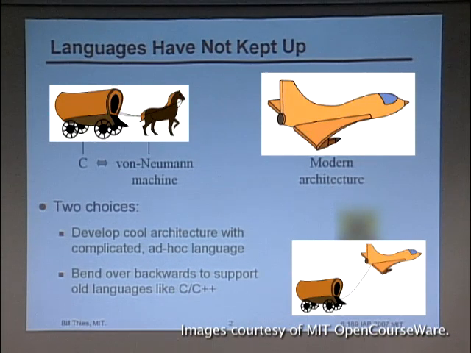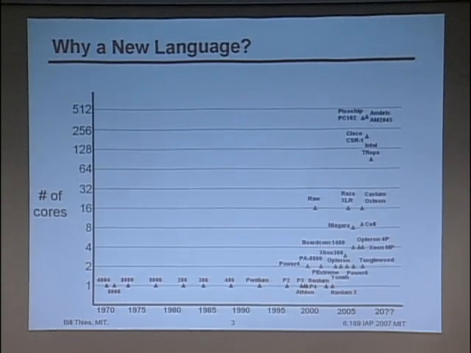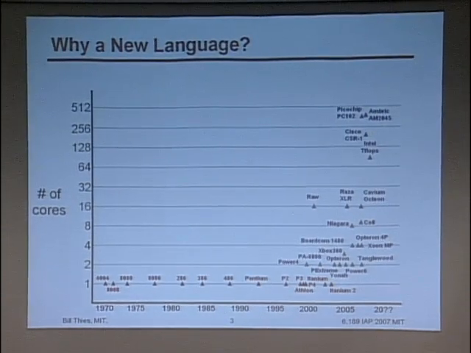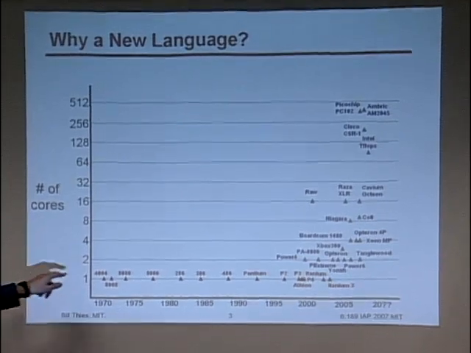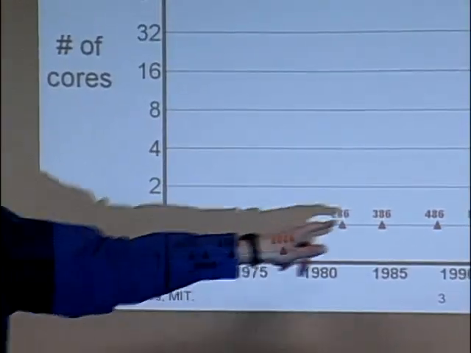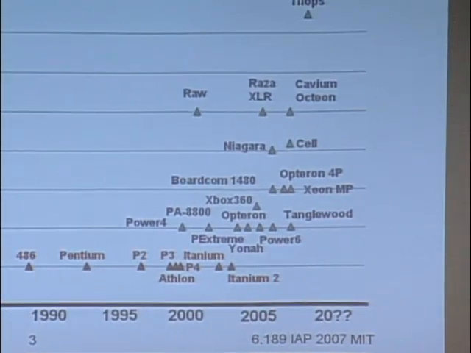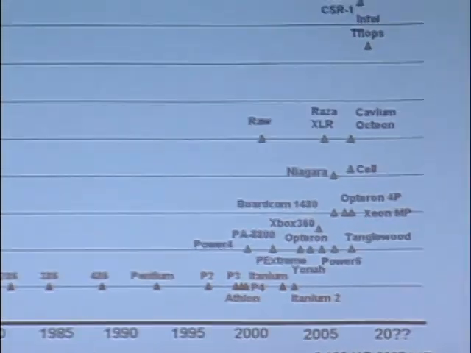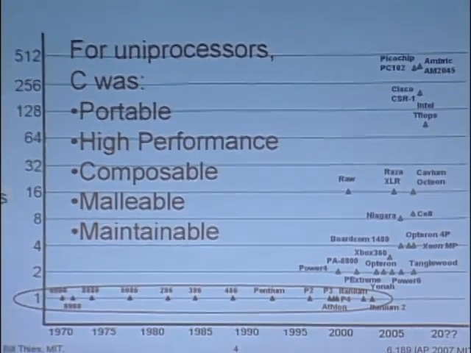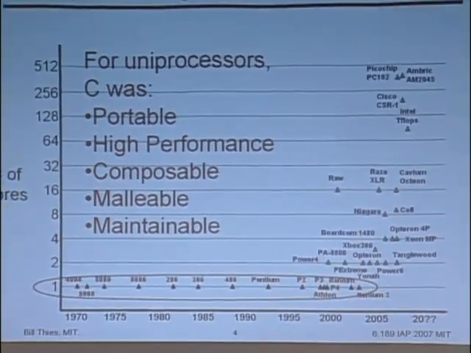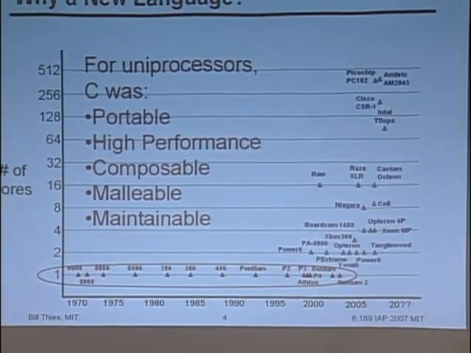So looking from a more academic perspective, why do we need a new language right now? If you look back over the past 30 years, I know you've seen this graph before, we were dealing with just one core in the machine for all this time. And now we have this plethora of multicores coming across the board. So how did we program these old machines? Well, we had languages like C and Fortran that really had a lot of nice properties across these architectures.